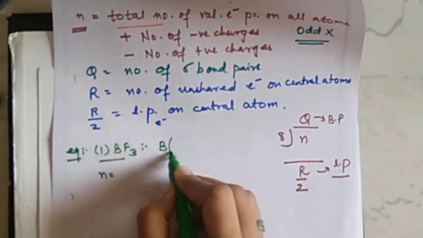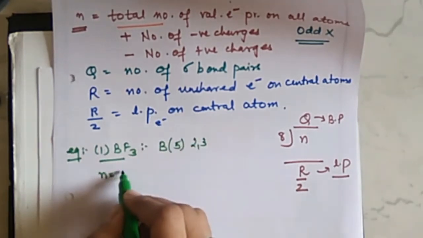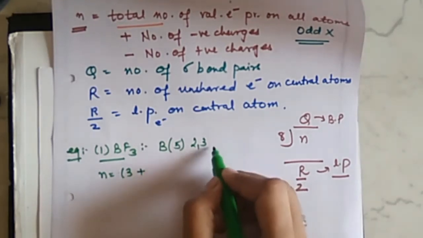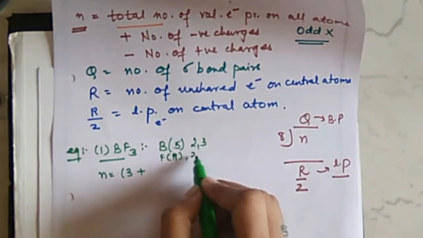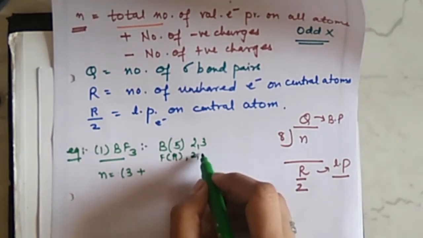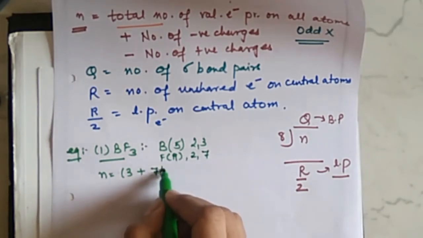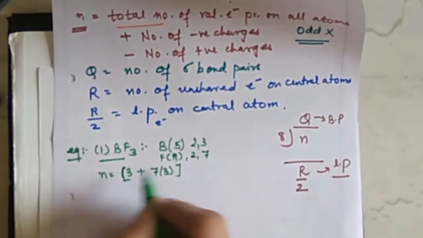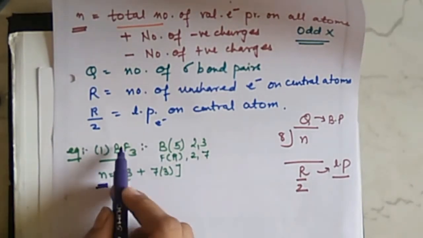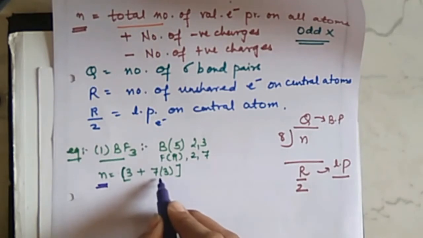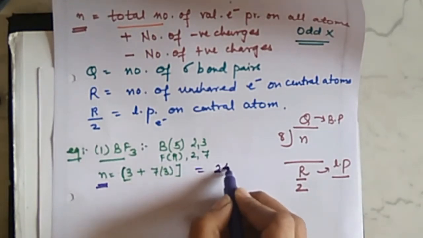Boron has atomic number 5, so its configuration is 2, 3, so 3 valence electrons, plus fluorine, atomic number 9, so 7 valence electrons. 7, how many times? 3 times. The important thing is to calculate N, the total number of electrons. So boron 3 plus 3 fluorine atoms, 7 times 3 is 21, plus 3, that is 24.